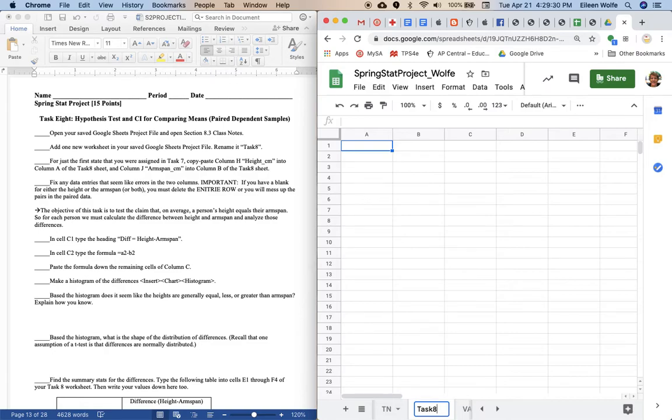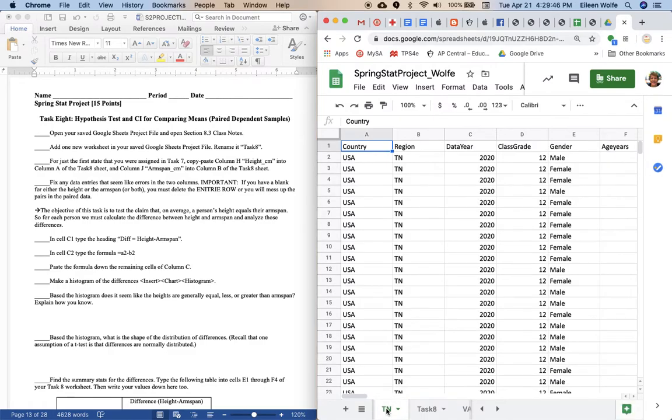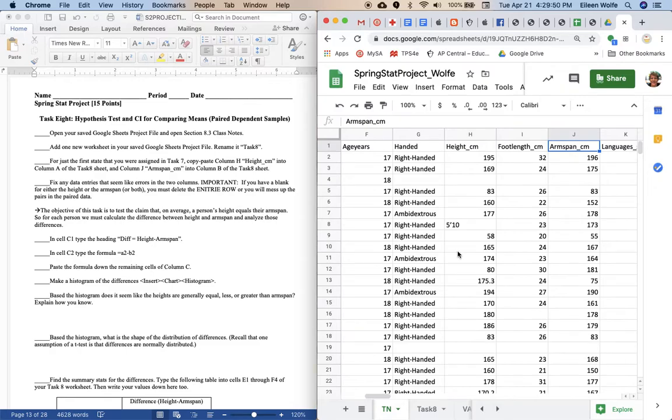Okay. Now I'm going to go to that first state I was assigned in task 7, copy column H, which is height, into column A of this new sheet here, and column J, which is arm span. So H and J. My first state was Tennessee. So I'm going to go back to Tennessee. I'm going to go get column H, which is height in centimeters.